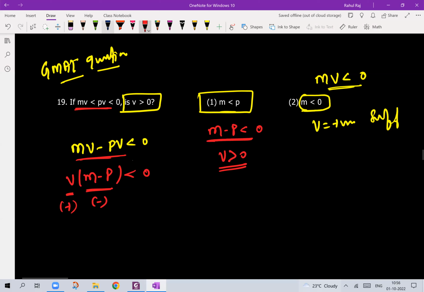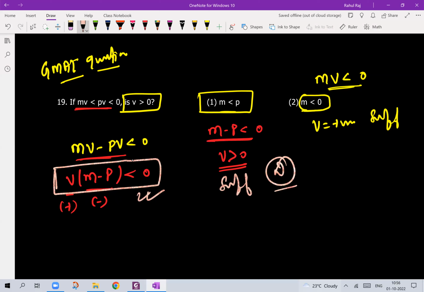And I know from the information that V into M minus P is less than 0. It means one has to be positive, one has to be negative. You know that M minus P is negative, then V has to be positive for this equation to be satisfied. So I can say sufficient. D is the right answer.